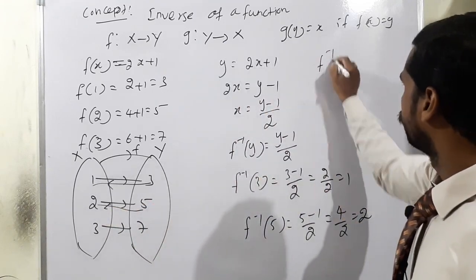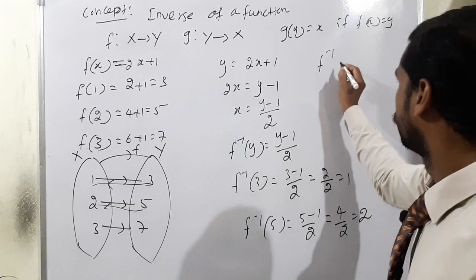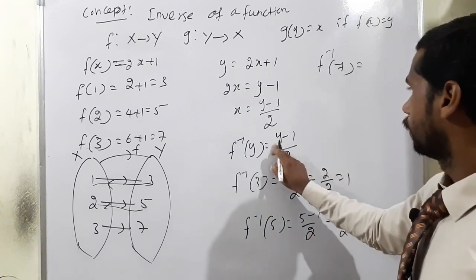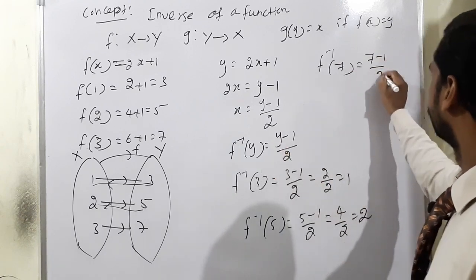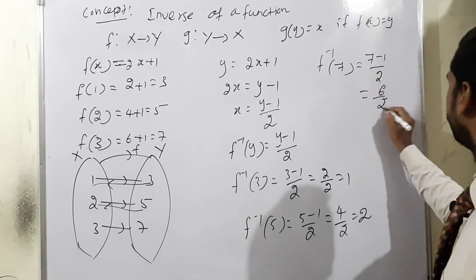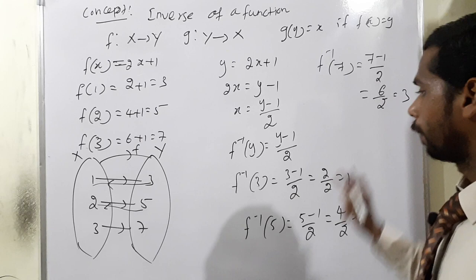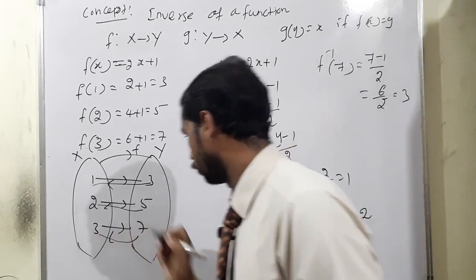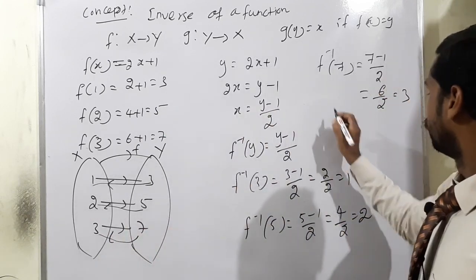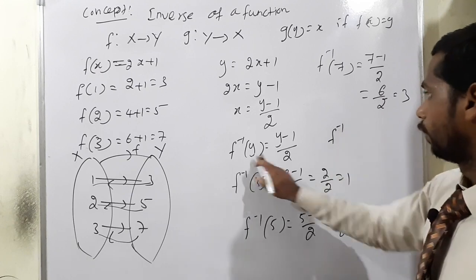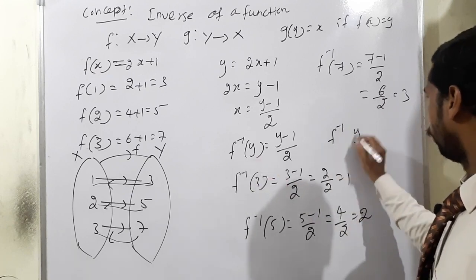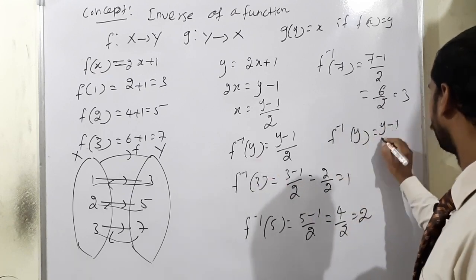Next condition, f inverse of y means 7. 7 minus 1 by 2 means 6 by 2. 6 by 2 is equal to 3. The pair 7 mapping to 3. Therefore, definitely we can say f inverse of y is equal to y minus 1 by 2.